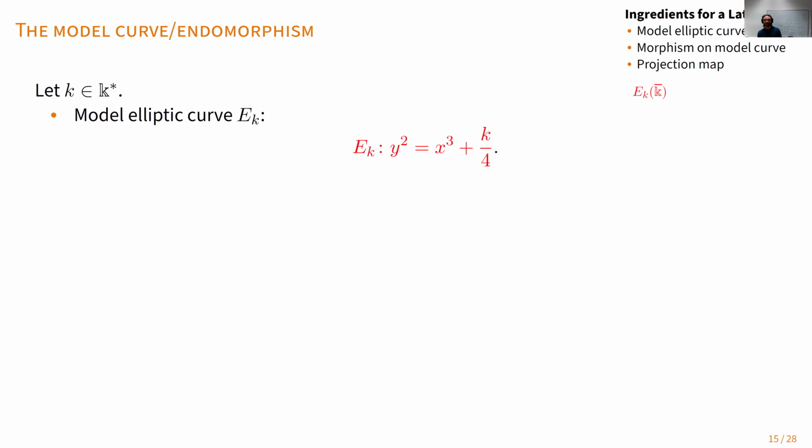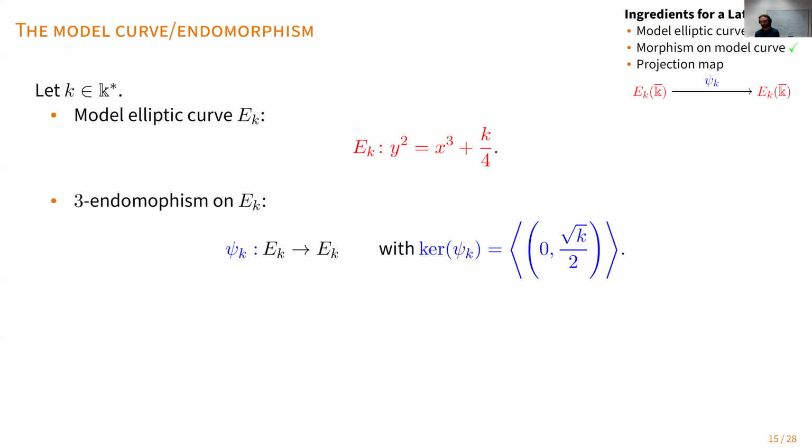Okay, so the ingredients we need for a Lattès map are, first of all, an elliptic curve. And in this case, the elliptic curve is the one with equation y² equals x³ plus k over 4. And we also need a morphism on the curve, which in this case will be an isogeny, so an endomorphism in the sense we all usually use, whose kernel is, again, explicit, so it's just points with the first entry equal to 0. And the last ingredient we need is a projection.